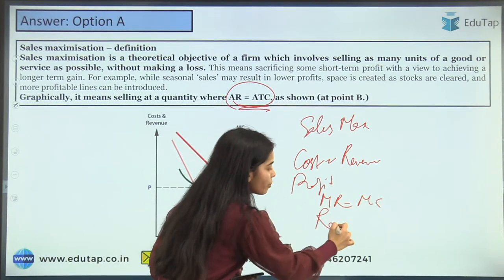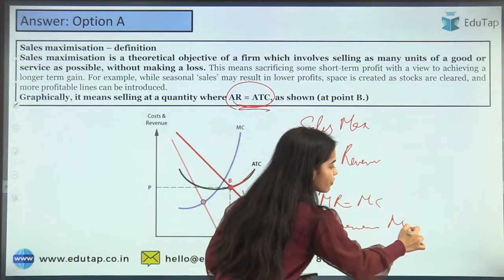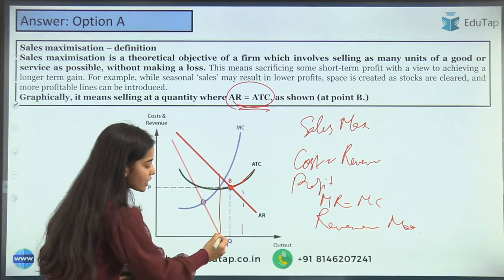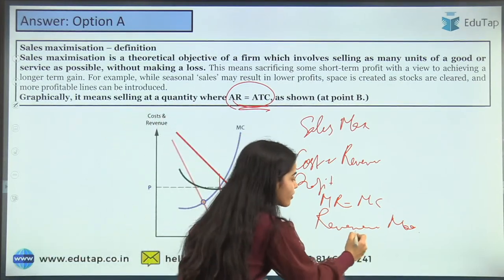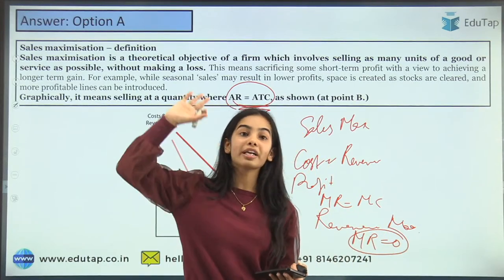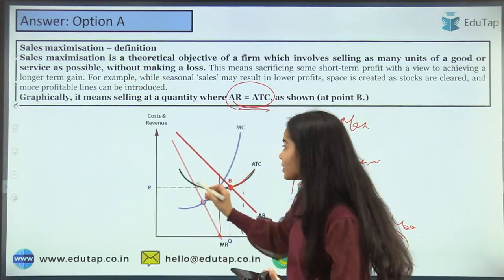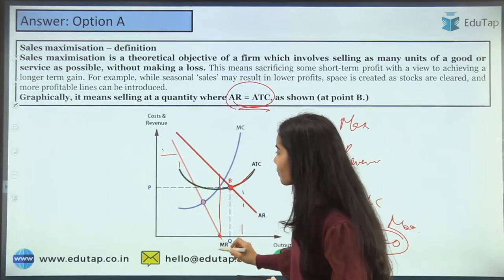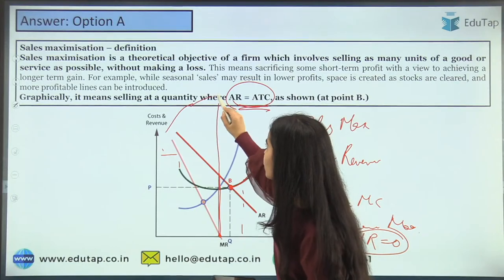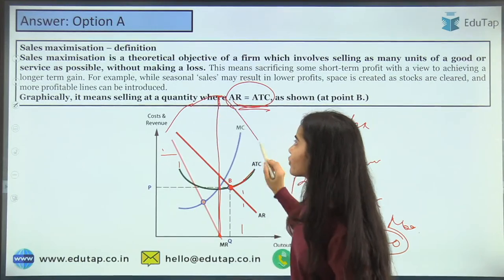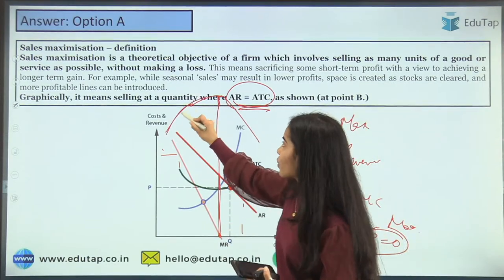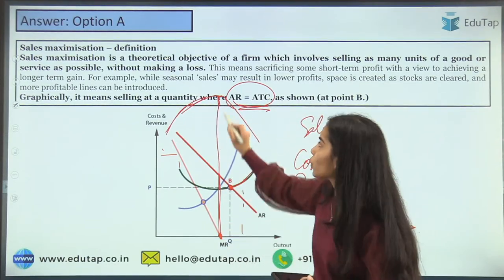And your revenue maximization is where your MR is equal to zero. Where your MR is equal to zero, at that point your revenue is maximum, because MR equal to zero means the total revenue is at the highest. The MR was decreasing, but the total revenue was increasing. But when it is at zero, the total revenue is at the highest level, and after that it decreases.